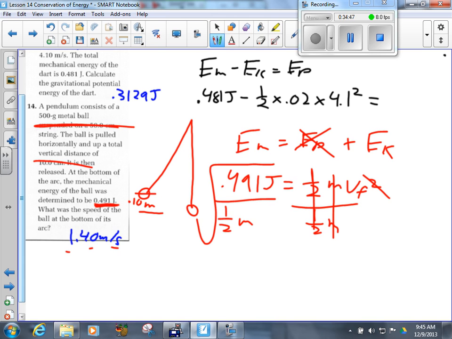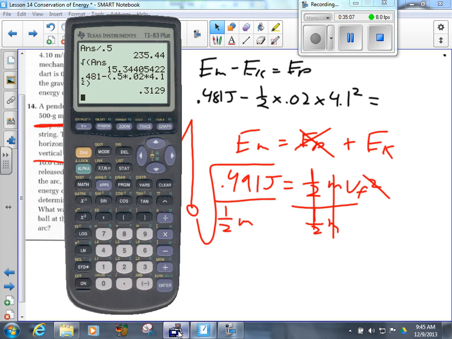Now, here's the odd thing. Let's check this out just to make sure that this works. This is the energy it had at the bottom of the swing. Is it also the energy it should have here? Can we double check? I'm told the mass, I'm told the height, and I know 9.81 is gravity, right? So if I want to calculate the potential energy there, I just do this: 0.5 kilograms times 9.81 times 0.1.